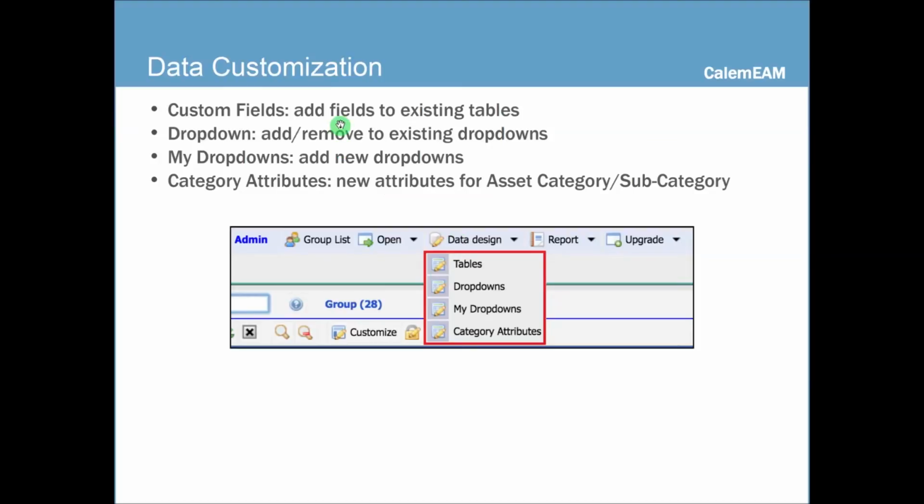Next, let's look at the data customization. In Calem, you can add customer fields to existing tables, customize existing drop-downs, you can also create your own drop-downs. You can add category attributes for asset category and subcategory.